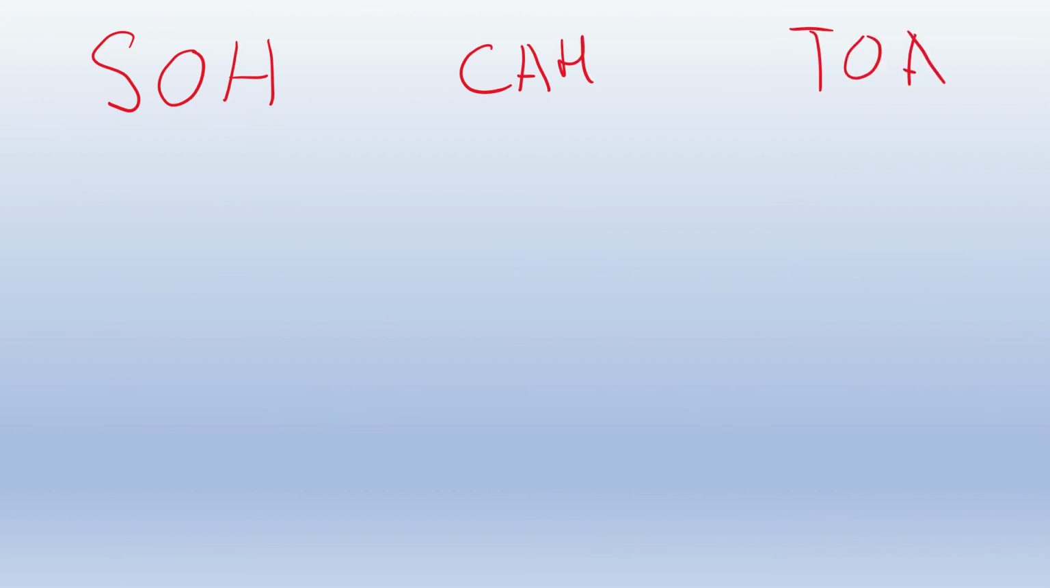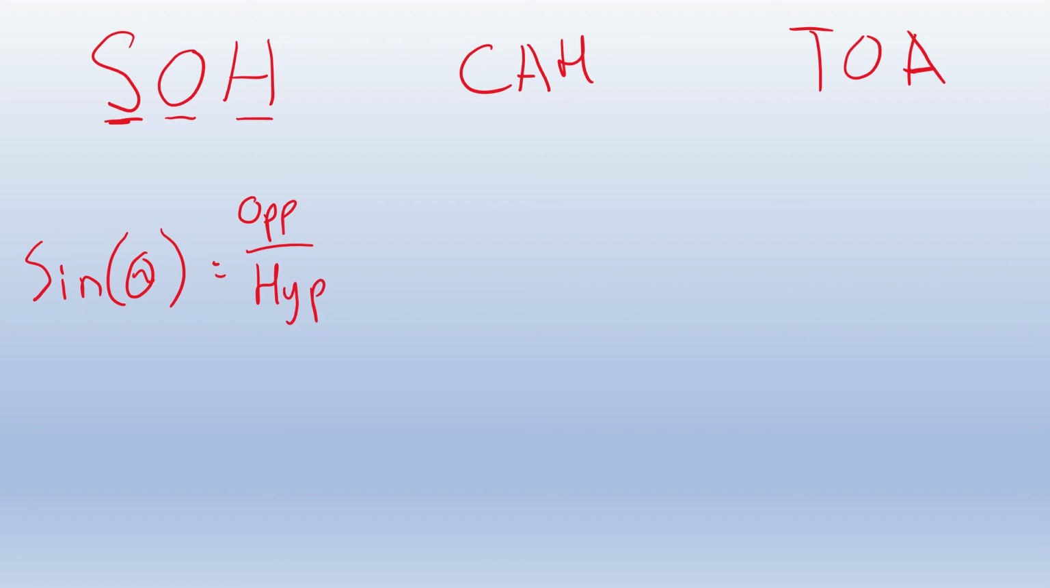SOHCAHTOA. So it's sort of like a chant. And what that sort of breaks down to is, if you take the first one here, sine of your angle is going to be your opposite over your hypotenuse. So opposite over hypotenuse. The C stands for cos. The cos of your angle is going to be your adjacent over your hypotenuse.